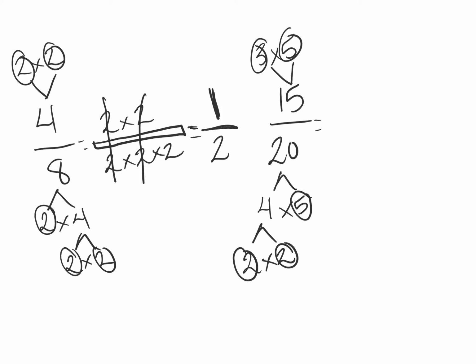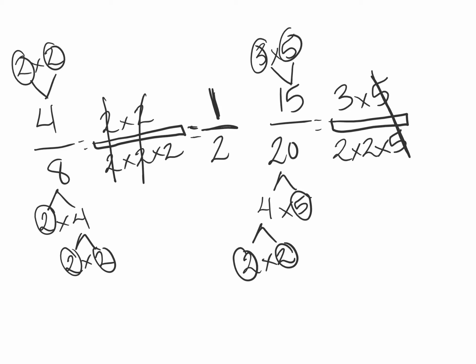So now we need to pick our prime numbers off of our trees and put them in our basket. So we're going to fill the top of our basket, and it's going to be 3 times 5. Now we're going to fill in the bottom of our basket, and it's going to be 2 times 2 times 5. So now we need to start canceling if we can. There's no 3 on the bottom, so we can't cancel that with the top. There's also no 2's on the top, so we have to leave our 2's on the bottom. The only thing we can cancel are these 5's, because it's on the top and the bottom.